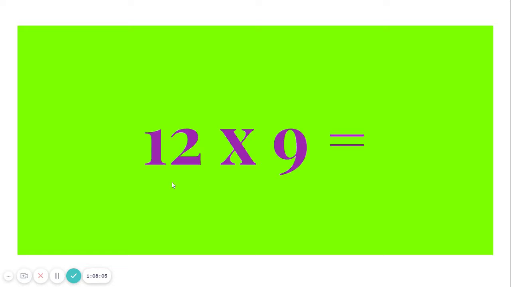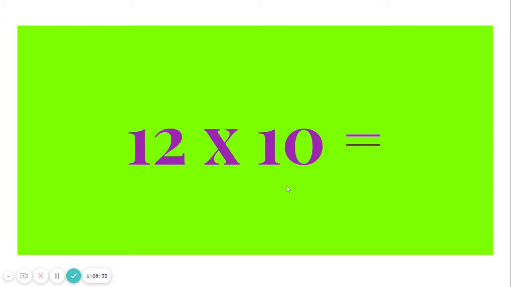12 times 9, bust it apart. You don't have that many fingers to put down. You can't make this a nines trick. I saw you trying that. 10 times 9 is 90, plus 2 times 9 is 18. Write it in the sky if you have to. 90 plus 18, 108.